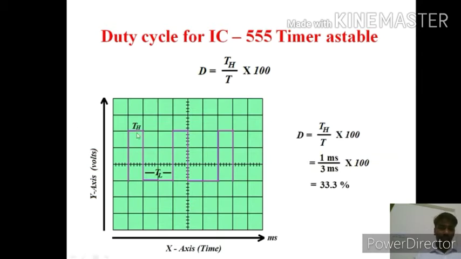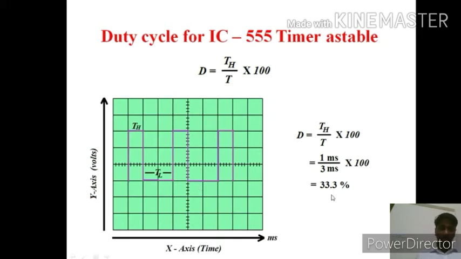Here you can see that this TH is one complete unit, so it is 1 millisecond, and the total time period is from this point to this point, so this is 1 millisecond and 2 milliseconds, so the total time period is 3 milliseconds. When you substitute into this formula, 1 millisecond divided by 3 milliseconds comes out to be 33%. So the duty cycle of this asymmetric waveform is 33%.